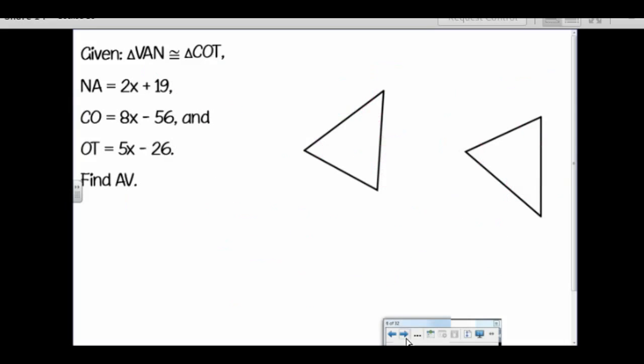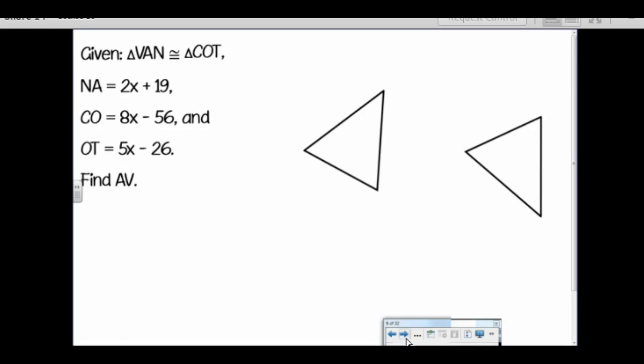Excellent job. Next one, given triangle VAN is congruent to triangle COT. NA is 2x plus 19, CO is 8x minus 56, and OT is 5x minus 26. Same situation, except now you're dealing with sides and not angles. Find the distance from A to V. Find the length of segment AV. Go.